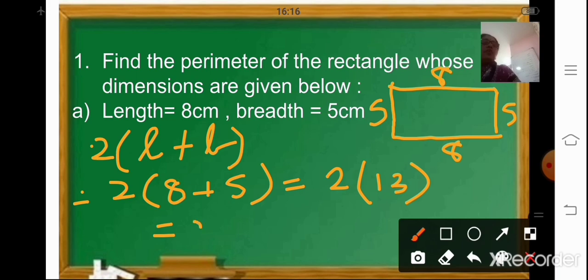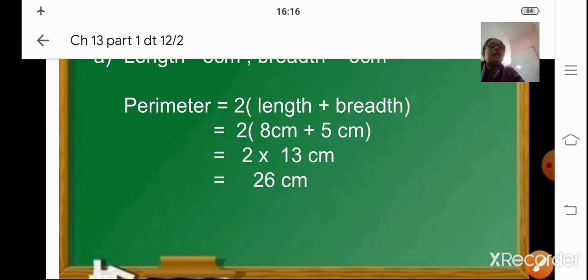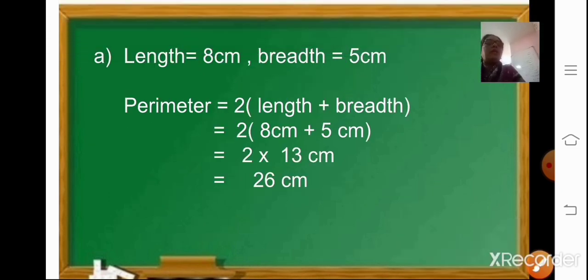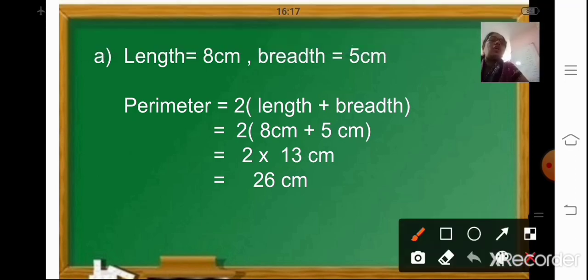That is equal to 26 centimeter. Okay, so let us see the working in this slide. That is 2 into (length plus breadth), that is 2 into (8 plus 5), that is 13 centimeter. So 2 into 13 is 26 centimeter.